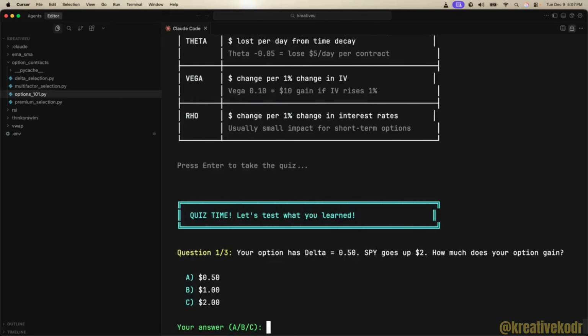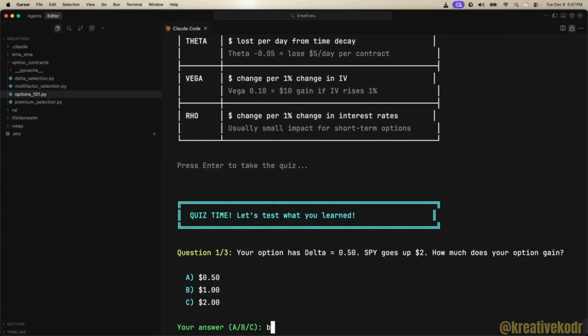All right, beautiful. Let's go ahead and take our quiz. An option has a delta of 0.5. The SPY goes up $2. How much does your option gain? So let's think about this. We just learned that for every $1 movement, the option contract is going to move however much the delta is. In this example that's 0.5. So if we're moving $1, that's 50 cents, or $50. If we're moving $2, that's $100, or $1. So since we broke this down, B.